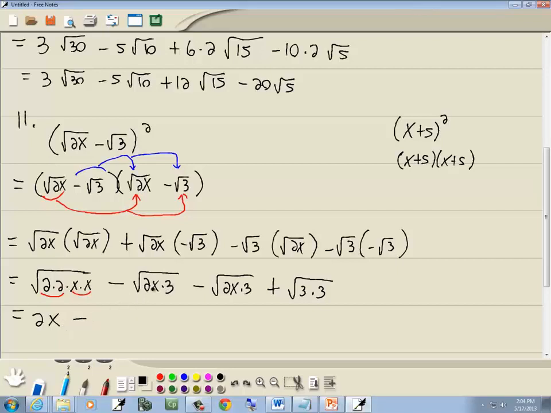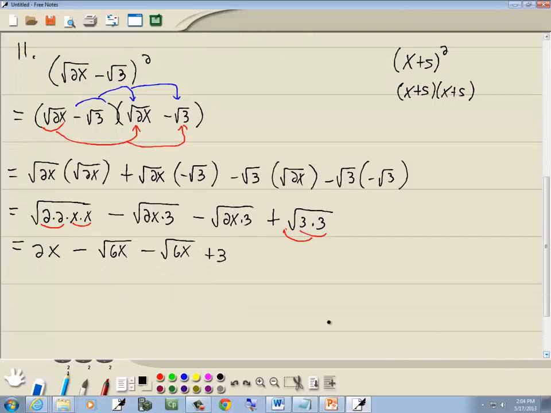Minus, there's no pair of anythings here, so I can just multiply this together. 2 times 3 is 6, so we got 6x. Minus, square root, 2 times 3 is 6x. And here we got a pair of 3's. A pair of 3's are going to come out as a single 3. Now always combine together, no matter where you are in math, combine things that are alike. See how these both have a square root of 6x? I'll add the numbers that are out in front. -1 gives me a -2 square root of 6x plus 3.